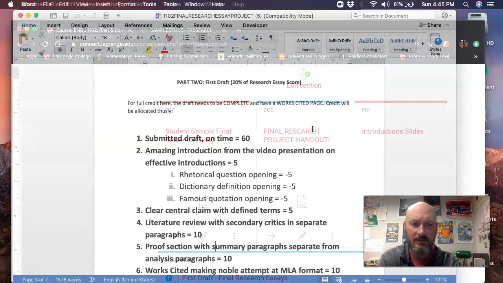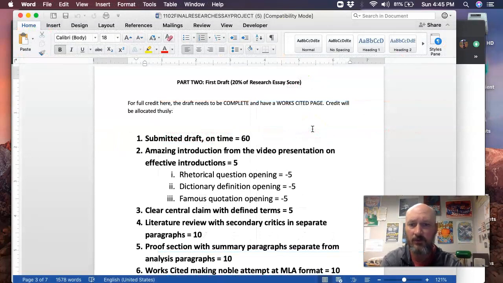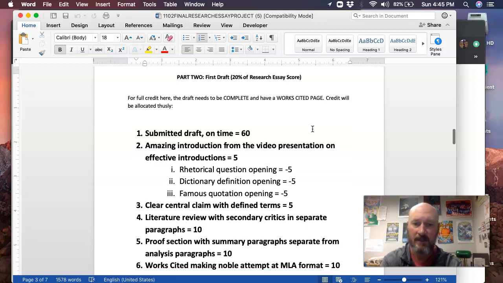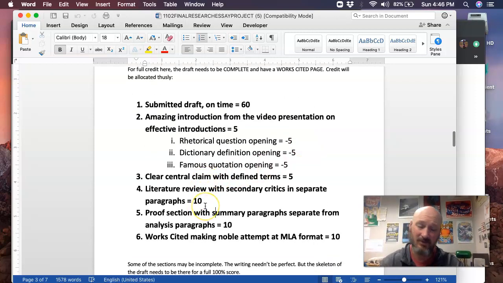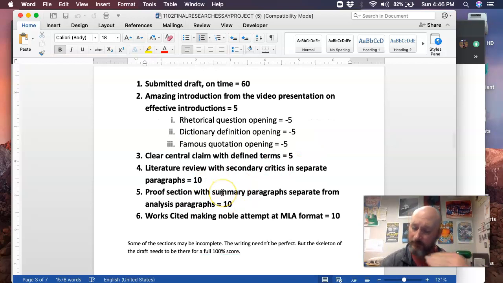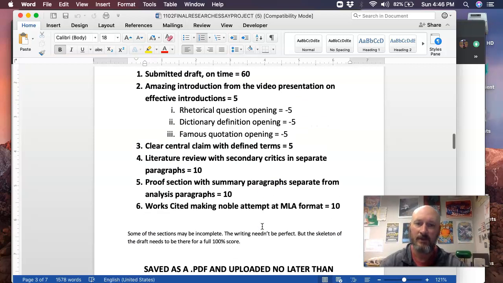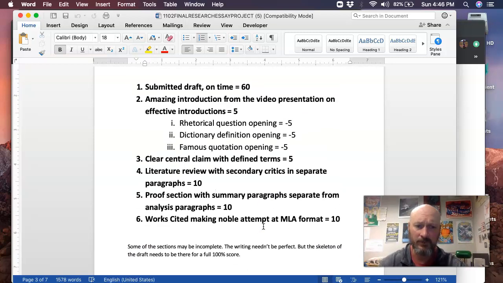This is what your first draft needs to have in order to get full credit. You got to turn it in on time. That's over half the credit on this. You need to include one of these effective introductions, and if you open with a rhetorical question, a dictionary definition, or a famous quotation, then I will deduct 5 points. You got to have your central claim in there with those terms defined. Literature review, that's going to be the secondary sources that you should have. Proof section, again, watch the organizational video, and then we need to have that works cited page. So there is the credit for our first drafts of this.